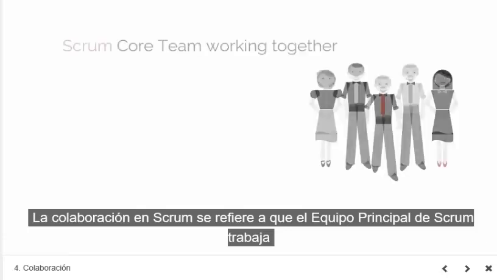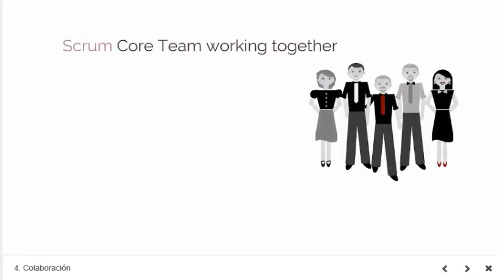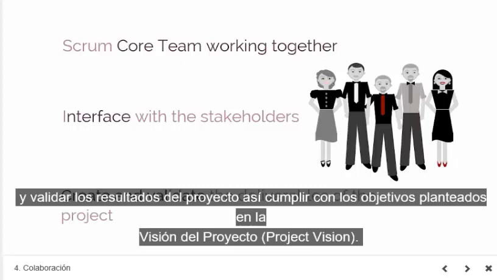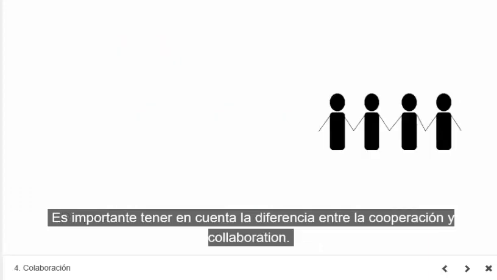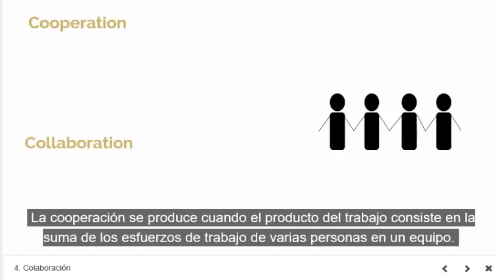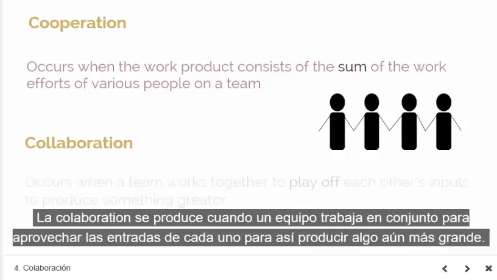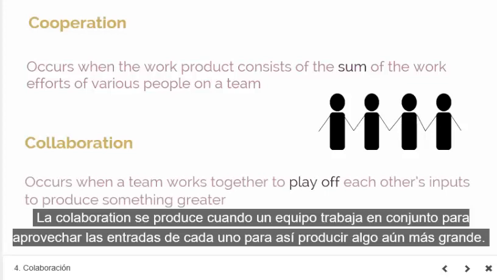Collaboration refers to the Scrum core team working together and interfacing with the stakeholders to create and validate the deliverables of the project to meet the goals outlined in the project vision. It's important to note the difference between cooperation and collaboration here. Cooperation occurs when the worked product consists of the sum of the work efforts of various people on a team. Collaboration occurs when a team works together to play off each other's inputs to produce something greater.